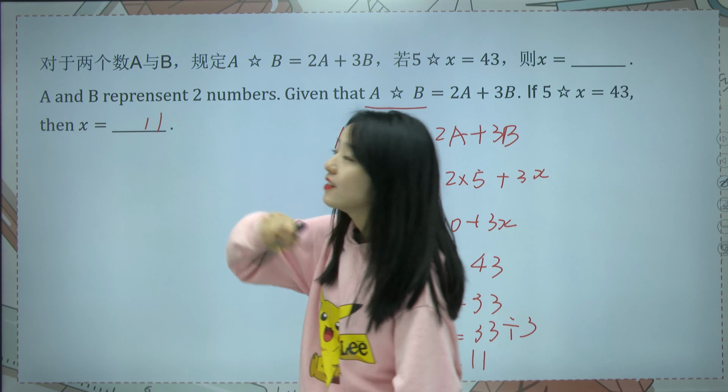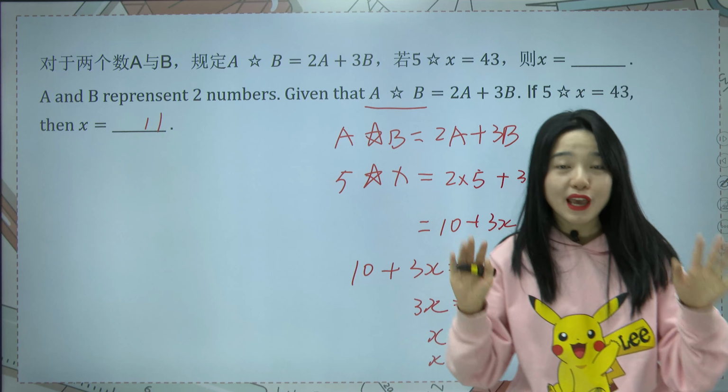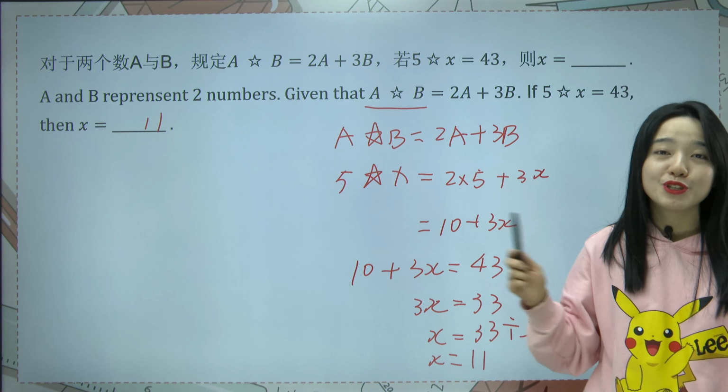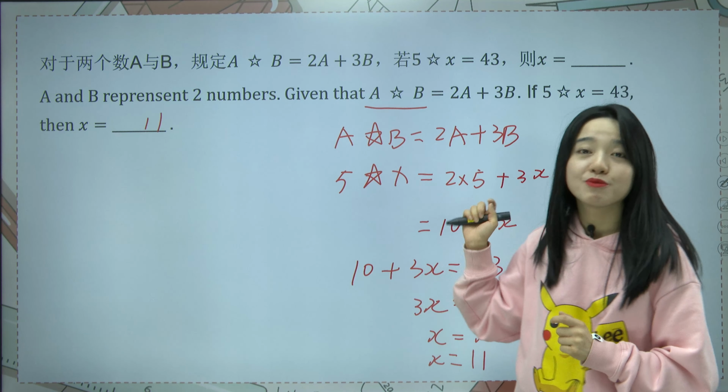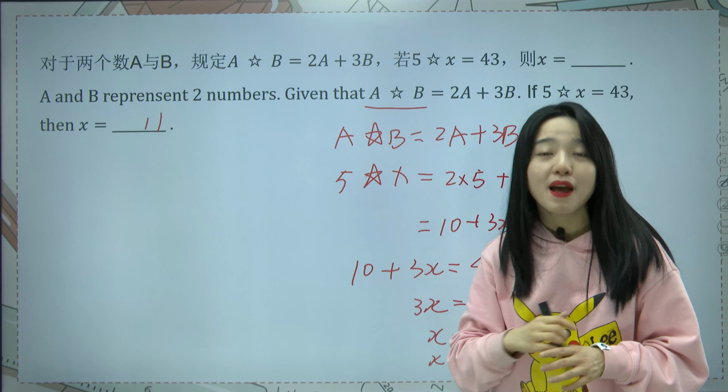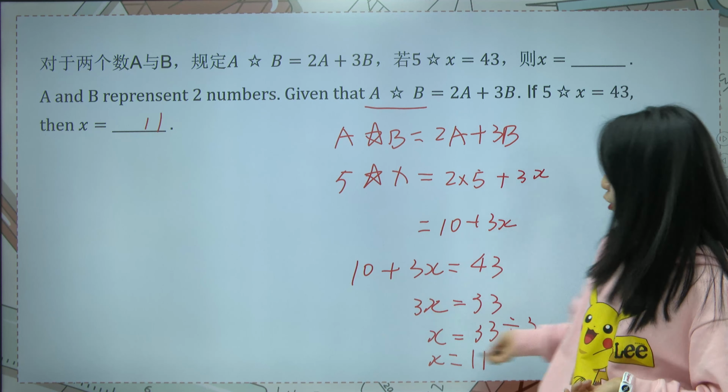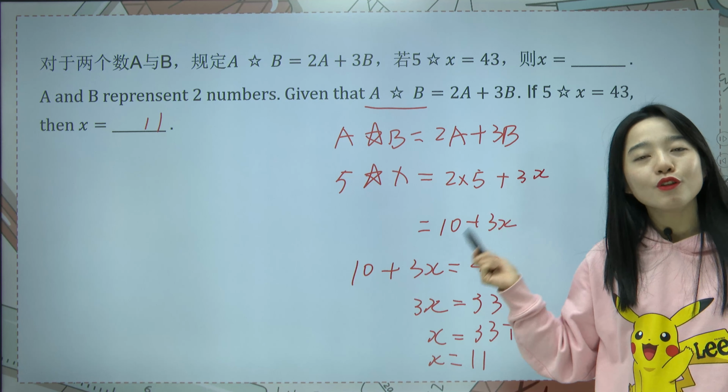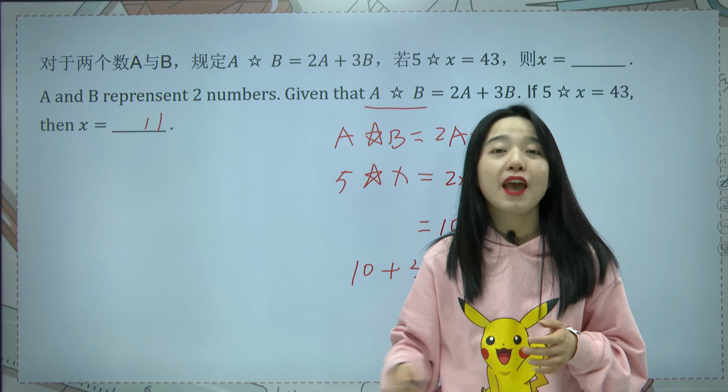x is just 11. So even if you see an unknown in a new operation, you just need to replace it step by step and solve a normal equation. So follow the rule it has given, and you can make it even very easy.